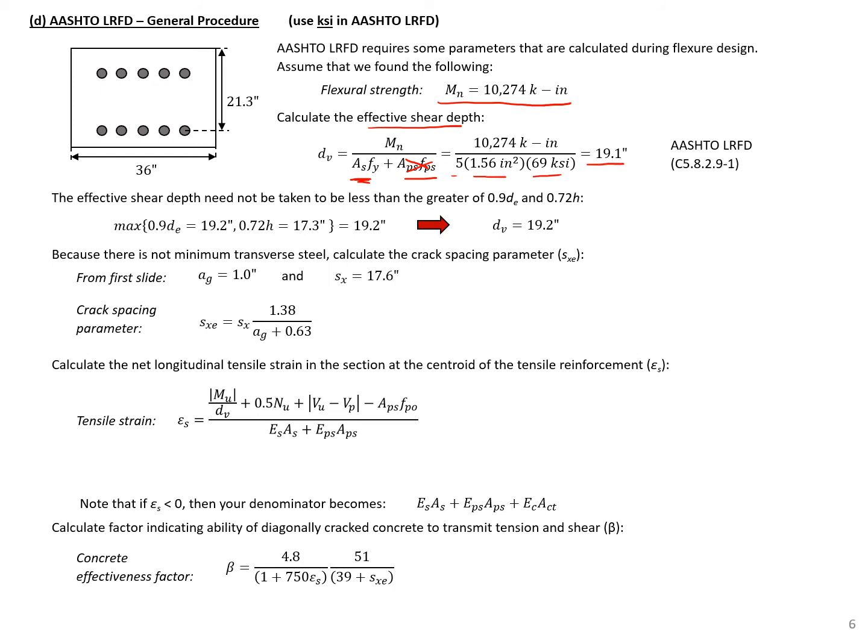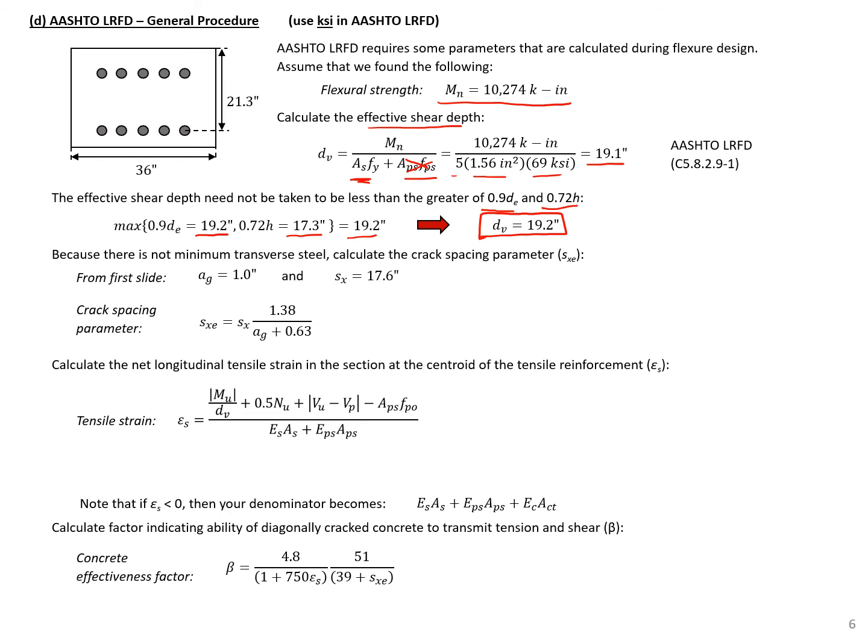AASHTO also tells us that this DV doesn't need to be less than the greater of 0.9 D sub E and 0.72 H. So for us, 0.9 D sub E is 19.2 inches, and 0.72 H is 17.3 inches. So the max of these is 19.2, so that means that our D sub V doesn't need to be less than that value. So we'll use a D sub V equal to 19.2 moving forward.